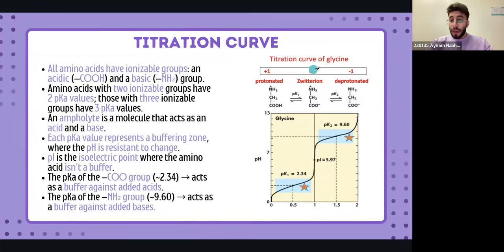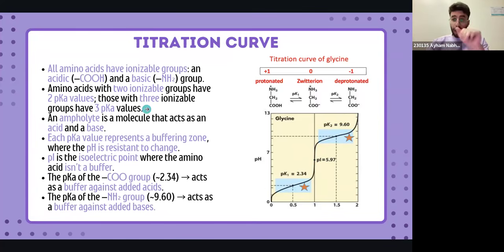As you can see here, the titration curve of glycine, which has two pKa values: the first one is here with a value of 2.34, and the second one with a value of 9.60. Each one is going to act as a buffering zone. Whereas at this middle point, the isoelectric point, the amino acid wouldn't act as a buffer. It's a dormant amino acid that doesn't act on any change of the environment.